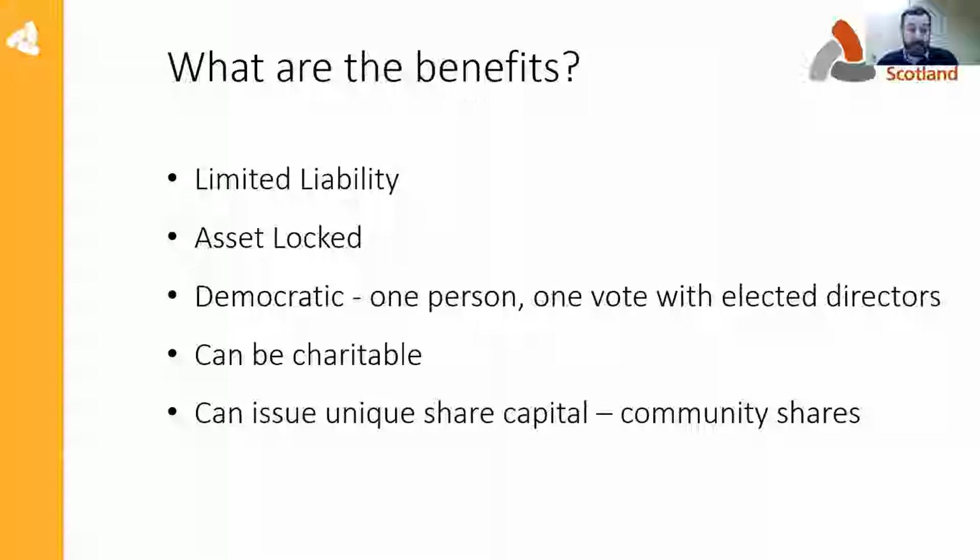As I say, they're democratic, and it is one of the key features. That's one person, one vote as elected directors. There's still capacity to bring in other directors, experts to assist, but fundamentally the board will be elected from the membership of the organisation. They can be charitable, and sometimes people wonder a little bit about that, whether it can or can't.